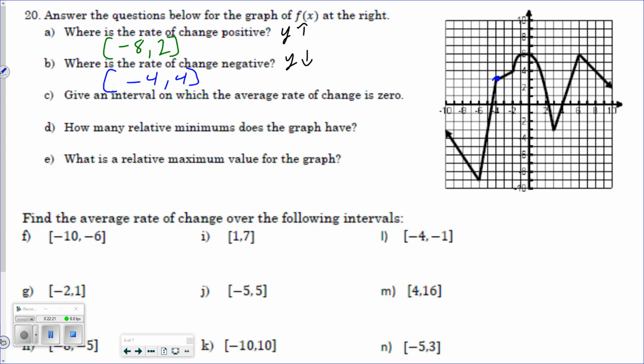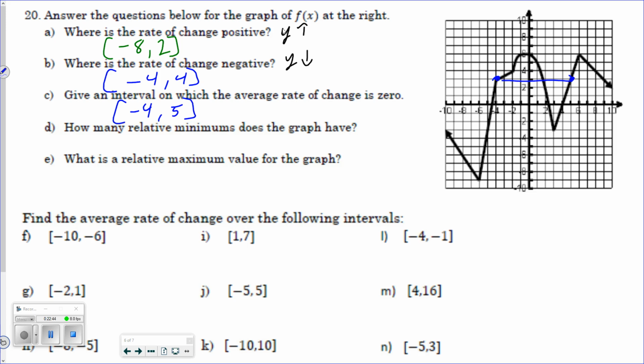Let's do that same one, -4 to 5. So rate of change is 0 means you started and ended with the same y. There was no change. So if there was no change from beginning to end, well, your average rate of change is 0. So -4 to 5, average rate of change is 0.